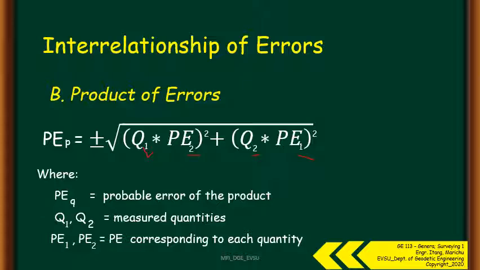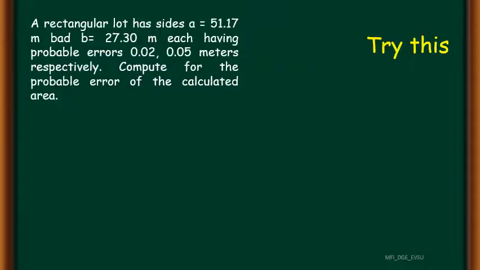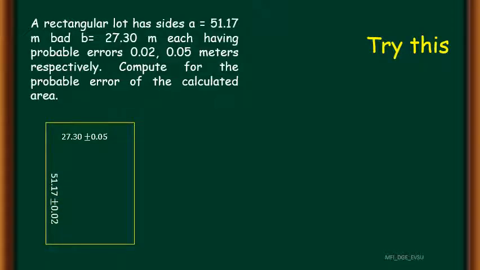So, let's have a sample. A rectangular lot has sides A, 51.17. So, meron tayong rectangular lot. Tapos si B, yung width niya is 27.30. Upon measuring the length and the width, mayroon tayong nakuhang error, 0.02 kay length and 0.05 kay width. So, we are going to compute now the probable error of the area.